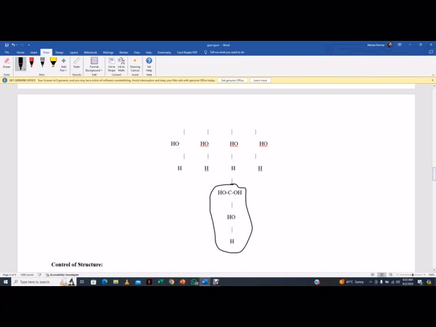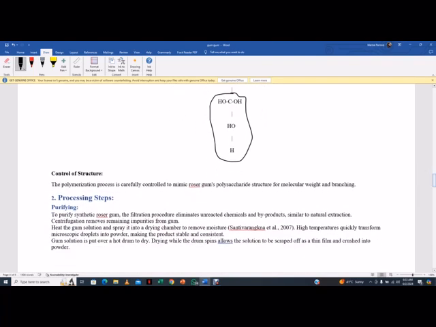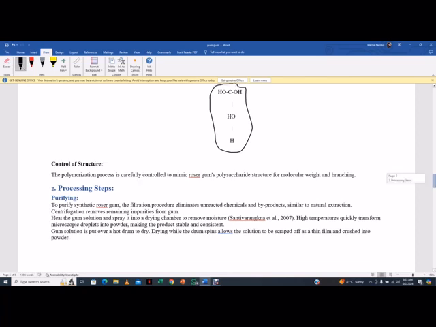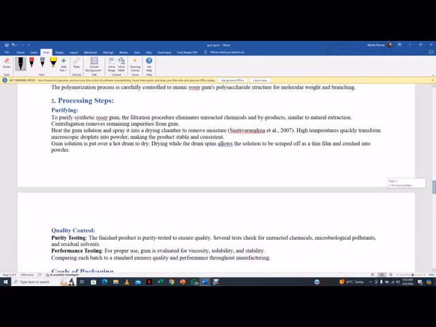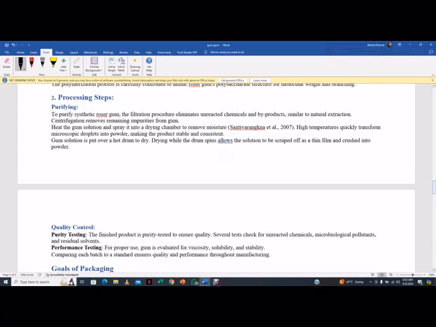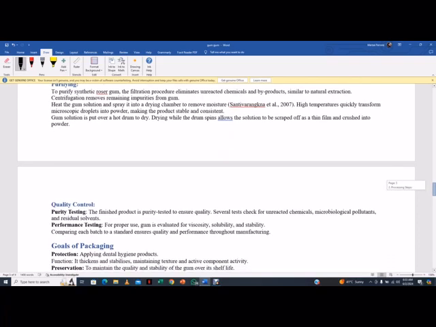I'll tell you about the natural production and the synthetic production. Next is the processing steps. As I already told you, the rosogum passes through filtration and centrifugation. The filtration removes the impurities and centrifugation separates things based on density. It also passes through some tests like the drum drying test, etc. And the end product, the gum, is in the form of powder.